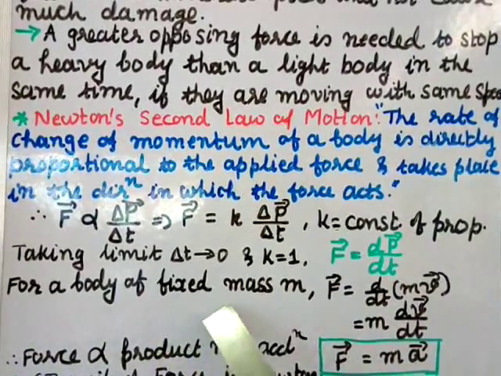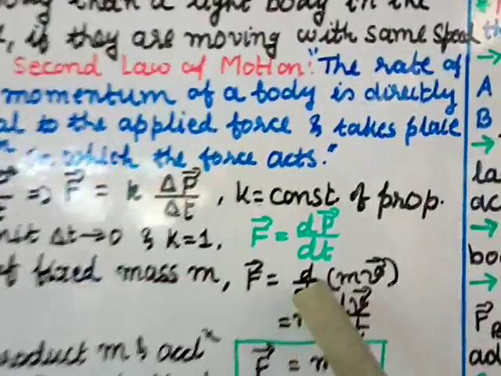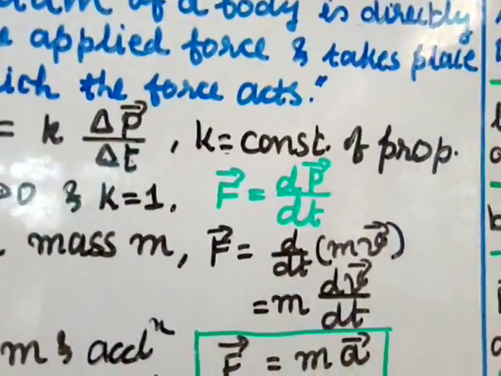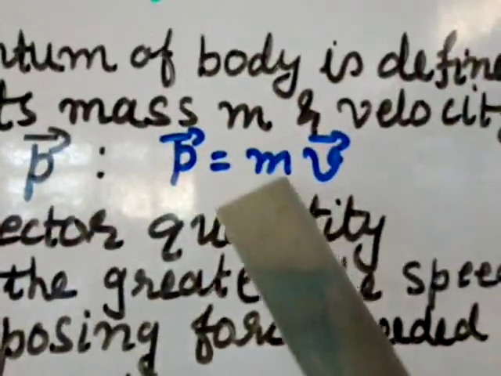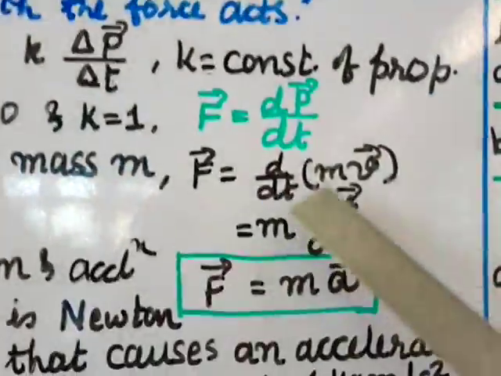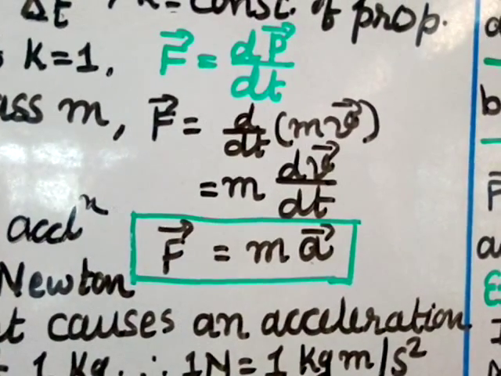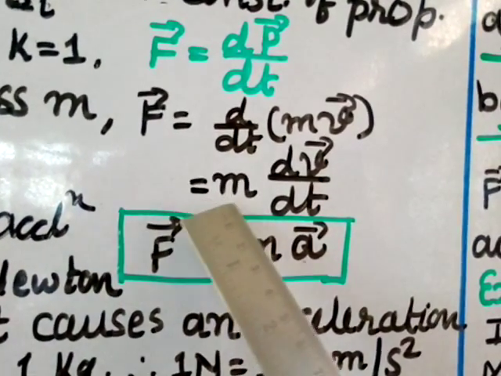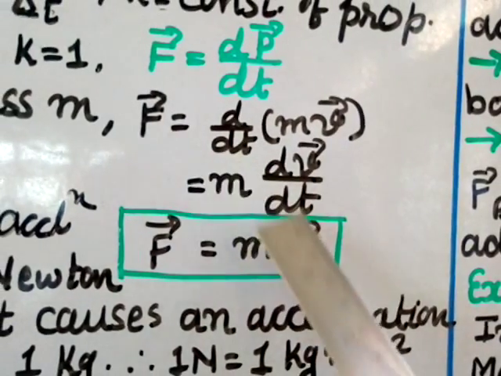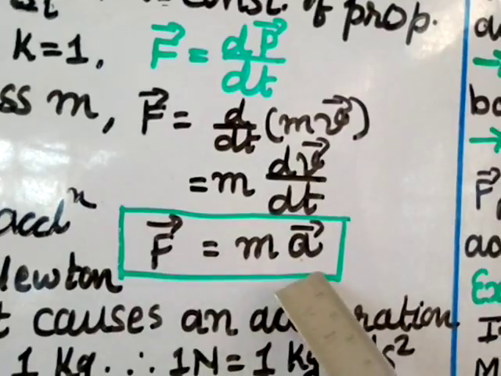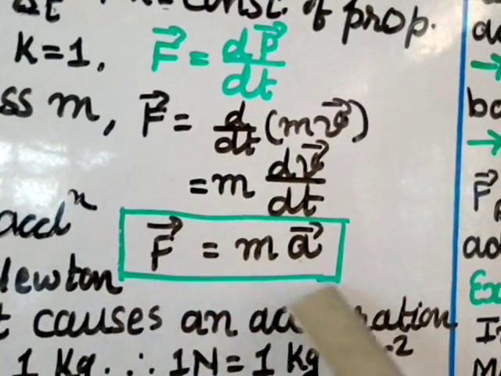For a body of fixed mass m, F is equal to d by dt of p. Now if you are taking mass fixed, then momentum we have defined just now, it is mv. So F is equal to d by dt of mv. Now m is fixed, so you can take it out of the differentiation. So you get m into dv by dt. But dv by dt is nothing but the acceleration, so you can write this as a. That means F is equal to m into a.